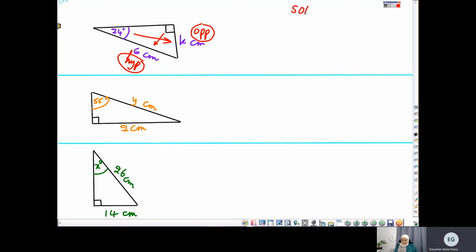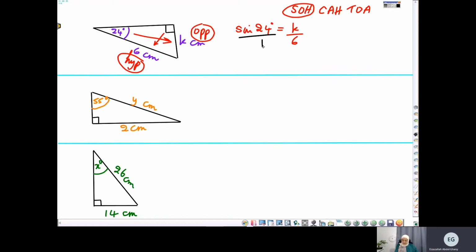That's right, the 3 functions. We call them trigonometric functions, SOHCAHTOA. What is the relation? It is opposite over hypotenuse, so it is sine. We write here sine the angle, which is 24, is equal to opposite, which is k, over hypotenuse, which is 6.